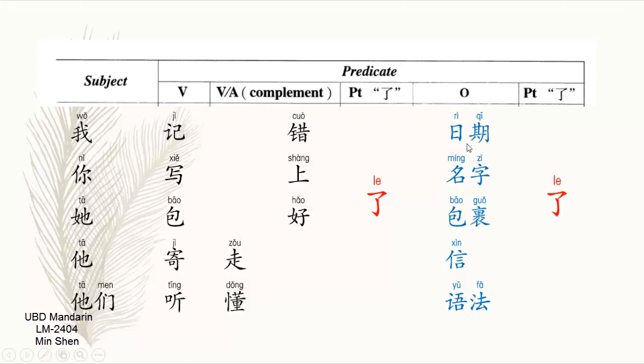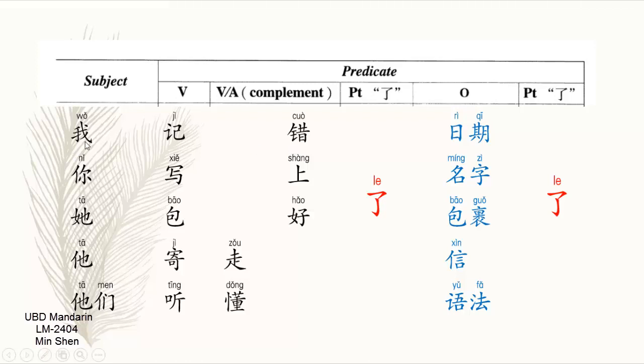And we see here they are the objects in blue color. And of course, I also put the le. I will explain it later. So we can see if you want to say any object together with the predicate with a resultative complement, simply put the object after them.